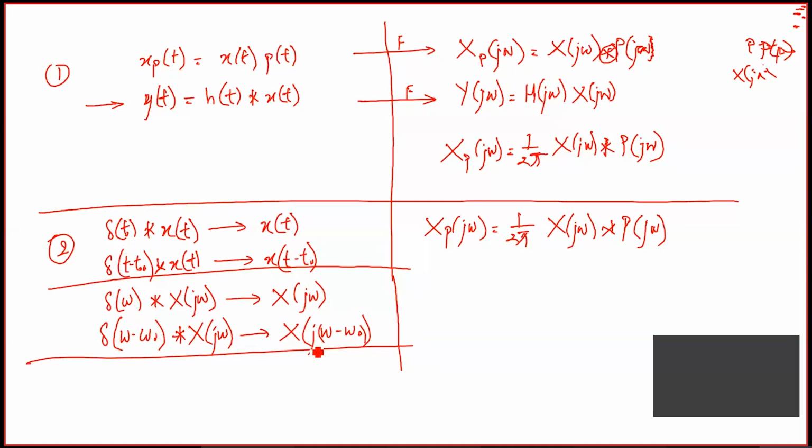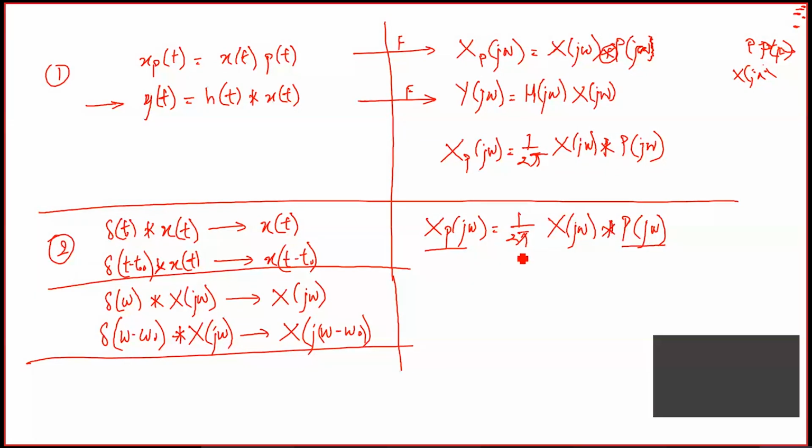So this is very useful, and we are going to use it right here, because we see that P(j omega) has to be convolved with X(j omega), and we have a scaling factor of 1 over 2 pi. So once we do this convolution, what should we end up getting?